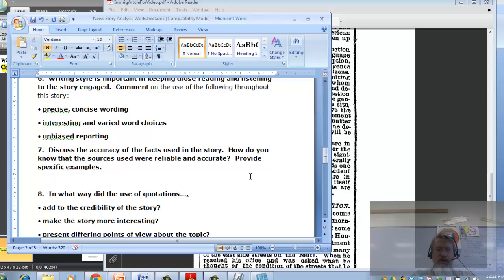Seventh question, discuss the accuracy of the facts used in the story. Now, how are you going to do that if you haven't already done some other research? That's why this is not intended to be a source to stand on its own. It's supposed to be in combination with other sources. And also you think, in what way did they use quotations? Because quotations can be a powerful thing in a research paper if you have the citation information. So, this document will help you analyze any newspaper, modern or historic, and help you add it into your data bag of information for a research project.